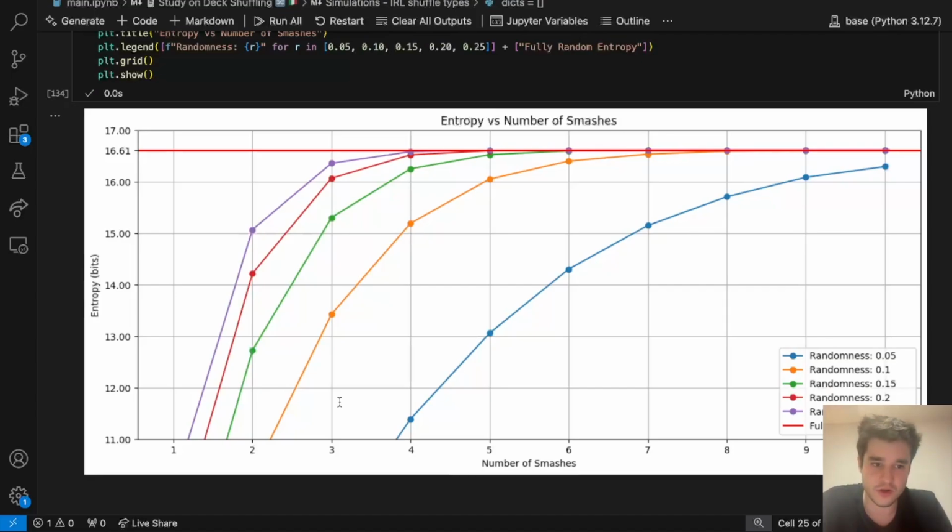For example, at 25% cards missed when you smash shuffle, so relatively random, you go very, very quickly to the 16.6, which is a fully random empirical entropy max that we can get with 40 cards. Almost by 3 or 4 shuffles, you're there. So if you're doing it relatively random, right?